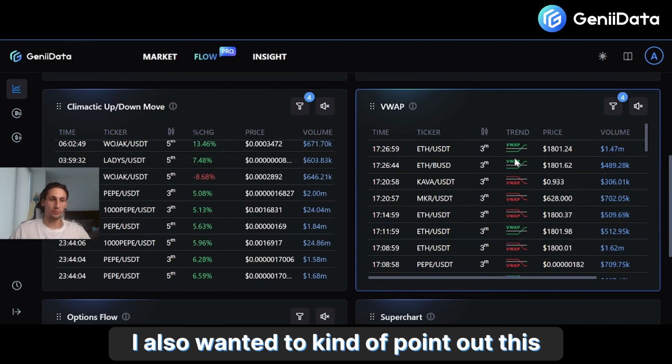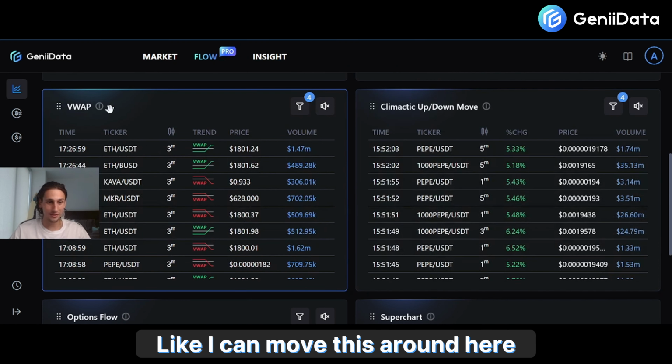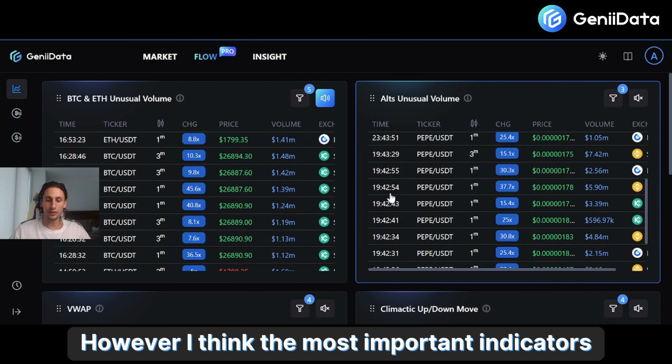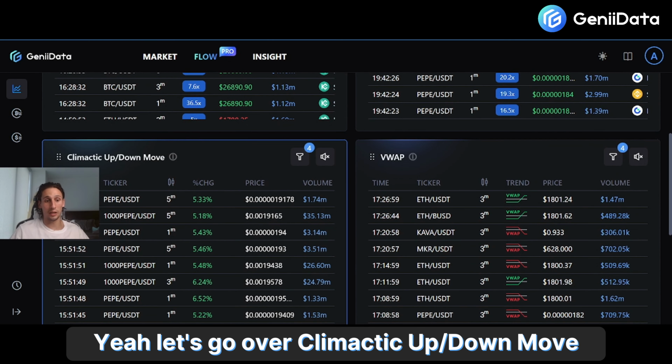I also wanted to point this out. I can move this around, which is awesome. I can move this around here, move this down there. However, I think the most important indicators are, for me, I can move it around. So yeah, let's go over climatic up-down move.